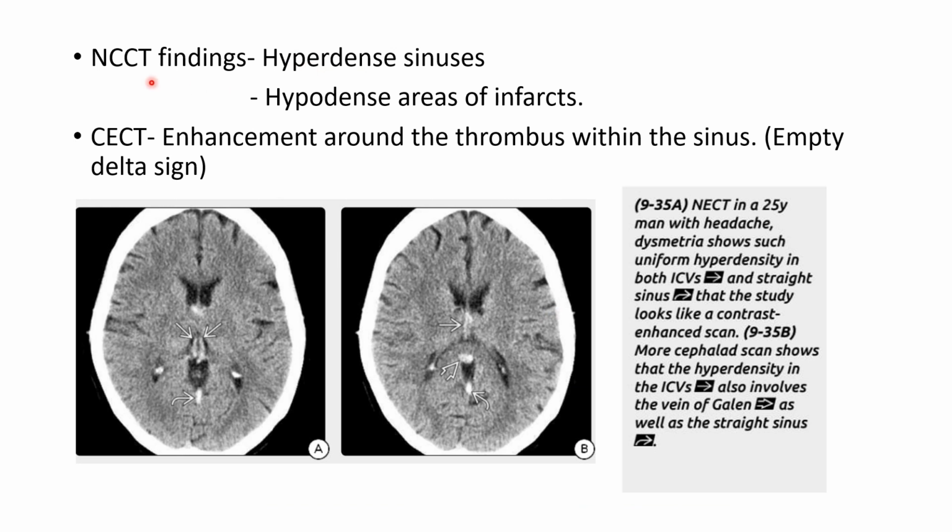CT findings in non-contrast CT include hyperdense sinuses and hypodense areas of infarcts. Contrast CT will show enhancement around the thrombus within the sinus. That's called empty delta sign.